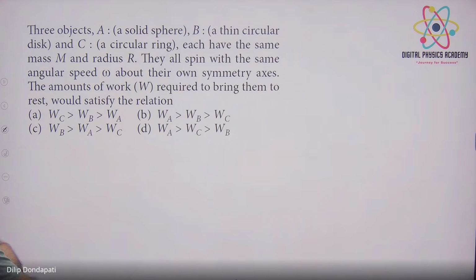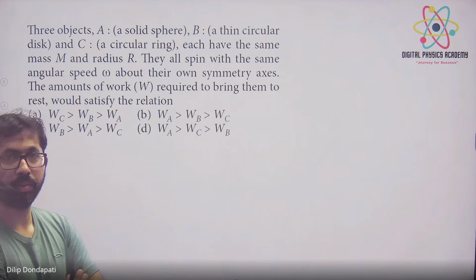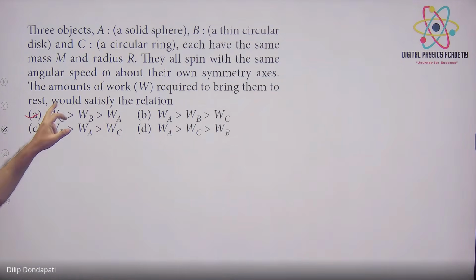Three objects are given: solid sphere, disc, and ring. Same mass, same radius. Amount of work done will be satisfied. Which has more work done? So work done is equal to change in kinetic energy, right? So moment of inertia are different. So A. More the moment of inertia, more the work done.